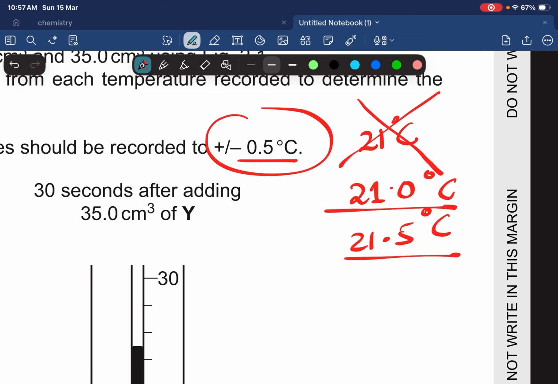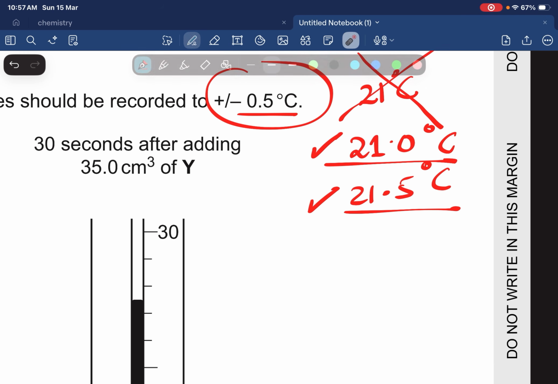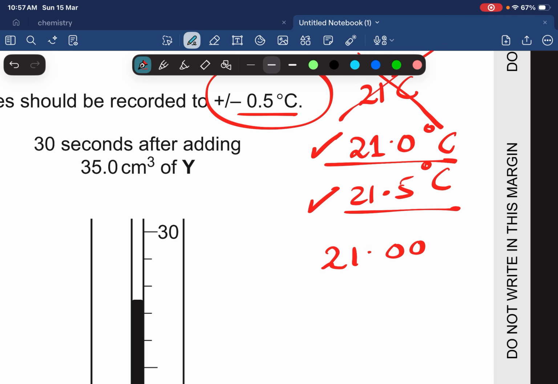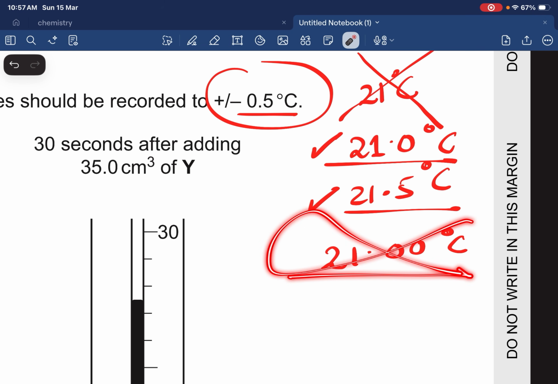That's what plus minus 0.5 means. You can write it like this. You have to write it to 3 decimal places. Even if you write 21.00, trying to increase the precision of your instrument, that's going to be wrong, because your thermometer doesn't measure up to 2 decimal places. It only measures like this. So you've got to be careful about what you're doing, okay?